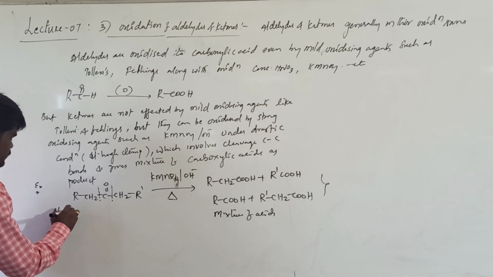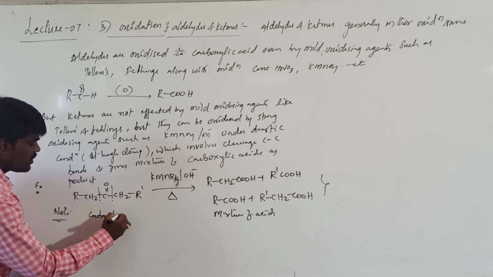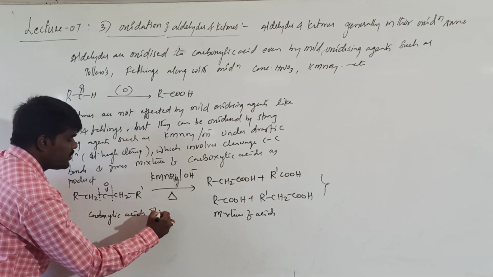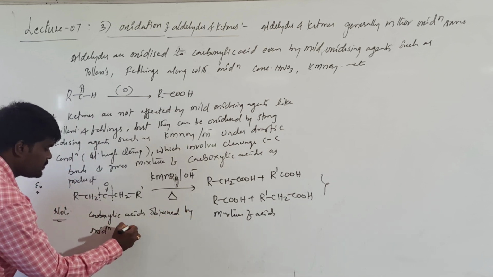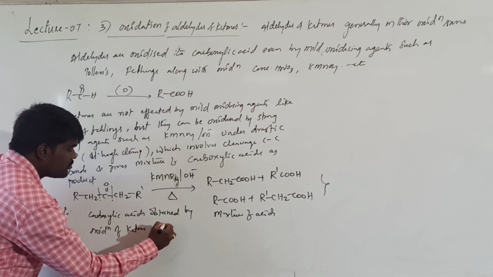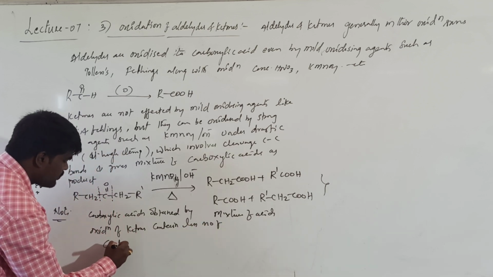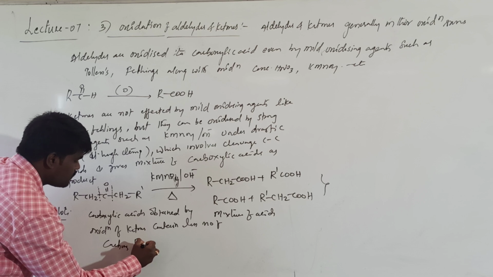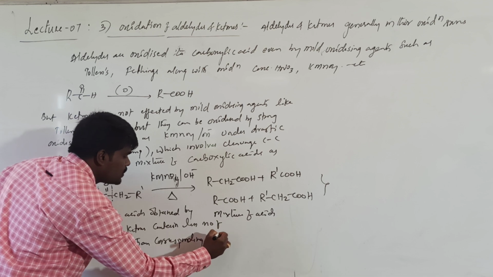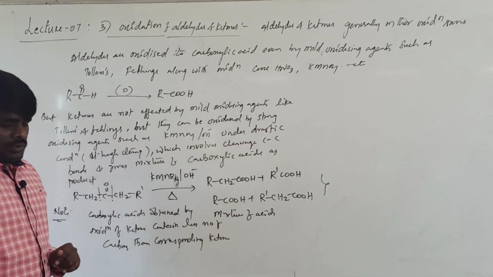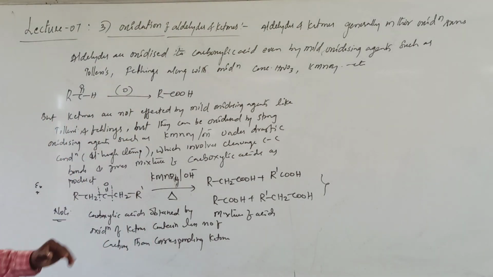Notice that carboxylic acids obtained by oxidation of ketone contain fewer carbons than the corresponding ketone. So this is an important reaction where we can distinguish aldehydes and ketones from one another.